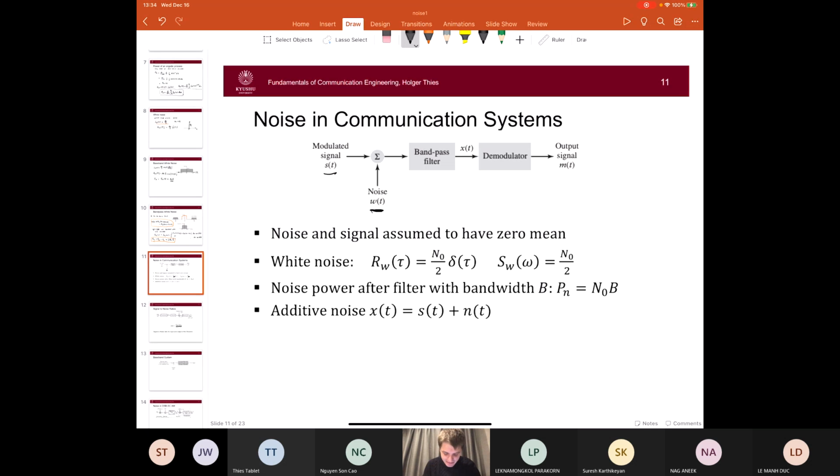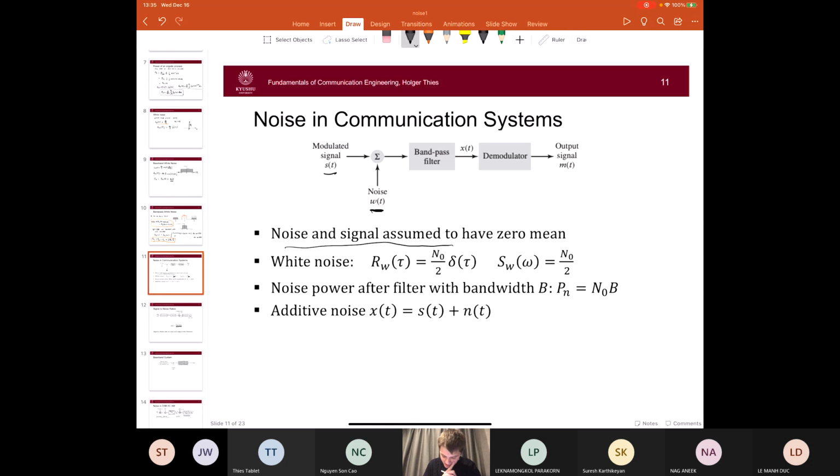For both signal and noise, if they don't have zero mean, we can apply a filter that filters out the DC component. If the mean is just the DC component, and it is not zero, we can filter that out. So we can always assume that noise and signal both have zero mean, and we will assume that the noise is always a white noise process.